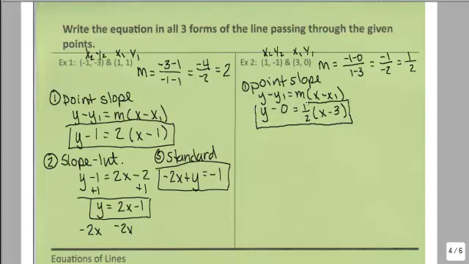And this one's actually super easy to convert into slope intercept. Because this is already y equals, and then we just distribute the half. So y equals, because y minus 0 is just y, a half times x is 1 half x, minus, and a half times 3 is just 3 over 2. Because 3 times 1 is 3, and it's all over 2. And there's my slope intercept.